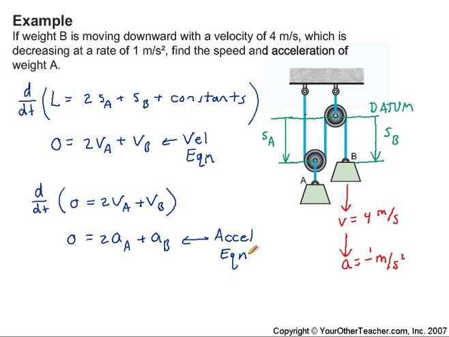All right, now what we want to do is look at the question and see what it's asking. It's giving us a known velocity and a known acceleration for b, and it's asking what is the speed and acceleration of weight a. So really this is a matter of using these equations and plugging in values. So let's look at the velocities. We take our velocity equation. V sub a is going to be the unknown that we're looking for. And then we add V sub b.